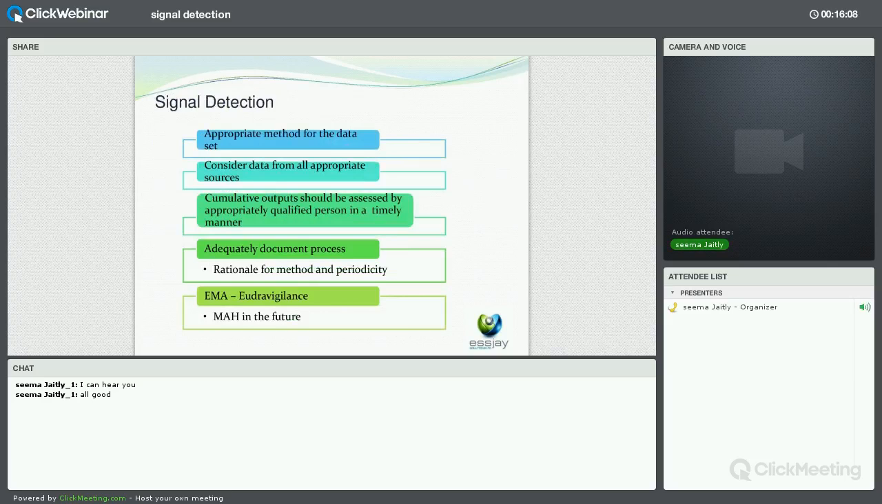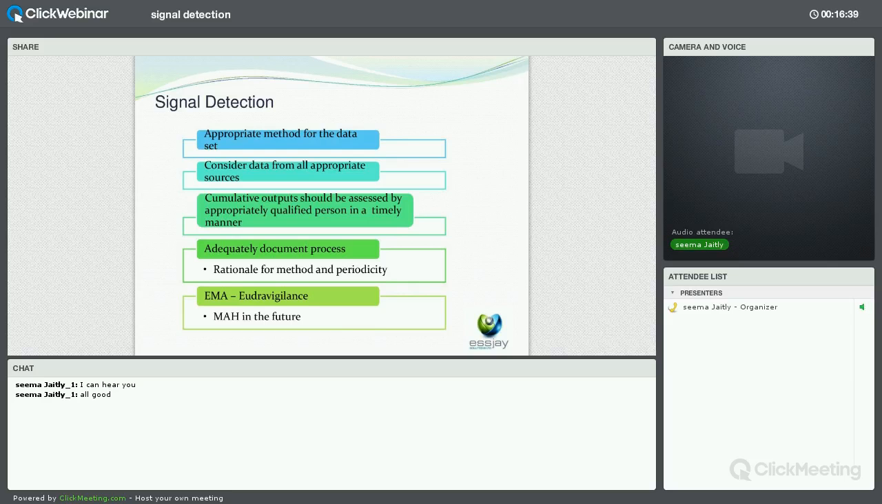So in summary, for signal detection, you do need to ensure that you have the appropriate method for the data set. There's no point having complex stats if you've got like 2 cases that occur per month. You're not going to add anything with that. You need your traditional quantitative measures, and that's all that you would need for that. You need to consider data from all sources and make sure that you have a process that covers that, so everything comes into you for review.